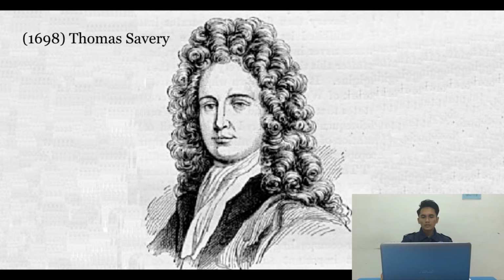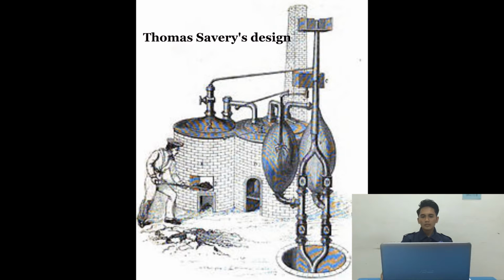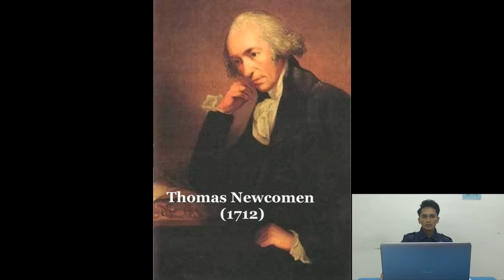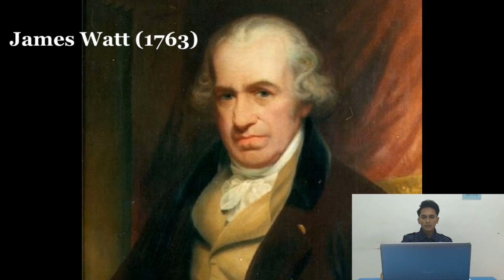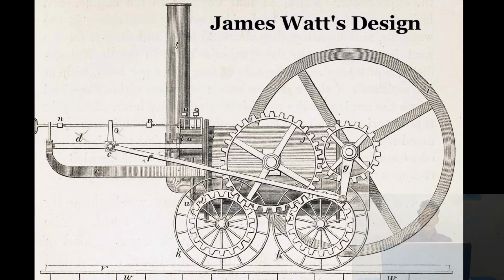In 1698, Thomas Savery, an English inventor, patented a device that allowed for the use of steam to pump water from mines. This design was improved upon by English engineer Thomas Newcomen in 1712. Later, further and more significant improvements to the steam engine were made by a Scottish engineer and inventor by the name of James Watt, starting in 1763. It was James Watt's improvement to the steam engine that opened the door to the invention of the steam locomotive.